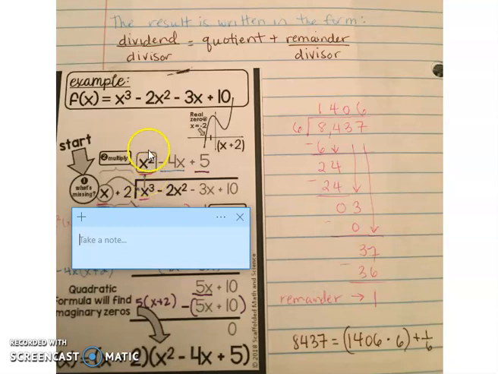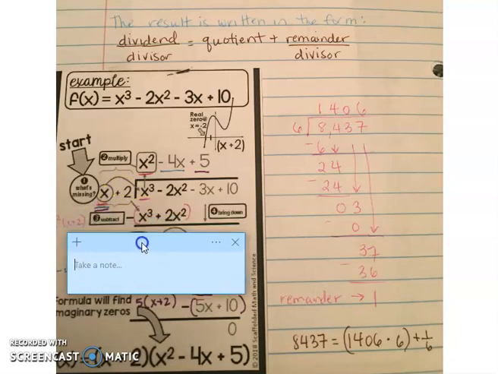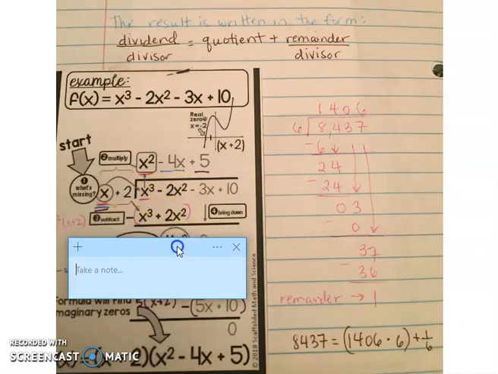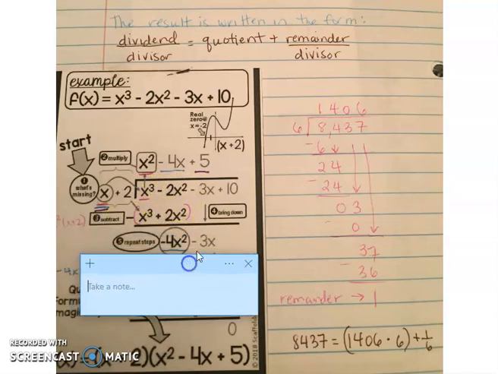So now we put x squared above the x cubed, and we do like we did with long division of numbers. We multiply x squared by this divisor, x plus 2. So I have that written here. It's kind of hard to see, but this says x squared, parenthesis, x plus 2. When you multiply those, you get x cubed plus 2x squared. And then we would end up subtracting this. x cubed minus x cubed is 0. Negative 2x squared minus 2x squared is negative 4x squared. And then I would bring down my 3x.